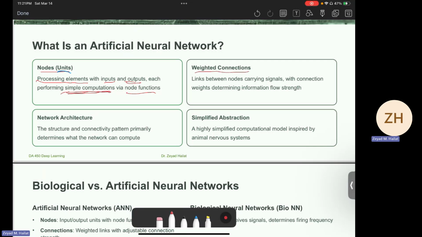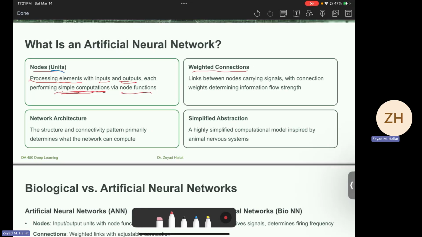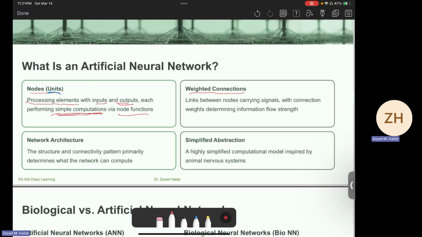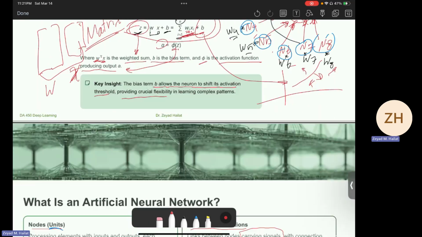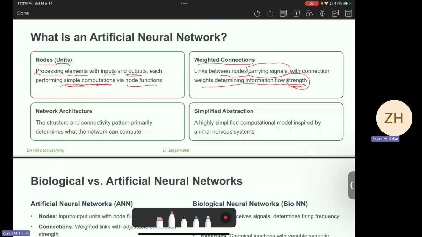So weighted connections, we talked about the weighted connections in the previous slide. We do have links between the nodes, and these links are carrying specific signal or signals with connection weight determining information flow strength. If you remember, I talked about the strength, which is the impact, which one has higher impact. So this is why W's are in here. If I increase the value of W, like let's say this is 10, this is 1, 1, 1, 2, 1, 3, this will tell me that this neuron has the highest impact, which is 10. So this is the strength, which is the weight.